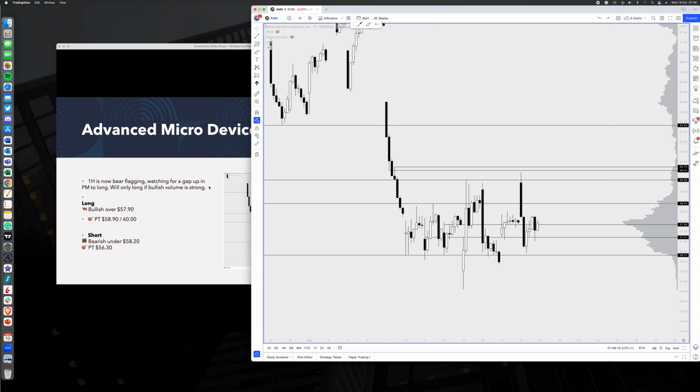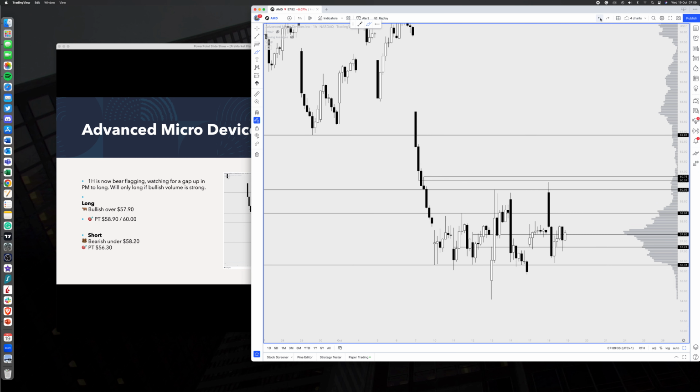So I've also said I'm watching for a gap up in pre-market to long, because if we do get a gap up in pre-market, possibly above this level here, then everyone in this range is under the water and they are very much so trapped. So we are likely to see something along the lines of this, or at least what I'm hoping for. I will only long if bullish volume is strong, and what I mean by that is if the 3 minute opening volume session is higher, or at least relatively higher than yesterday's volume.